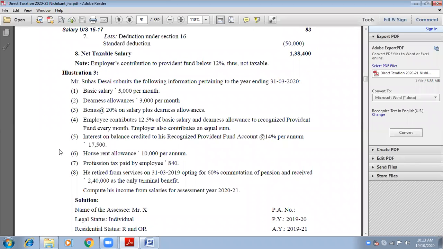Next, add. Now go on adding whatever is included in the salaries. Like the second one is given as dearness allowances, 3,000 per month. It is always fully taxable. So write down 36,000 in the outer column. Dearness allowances, bracket 3,000 into 12, and outer column 36,000.